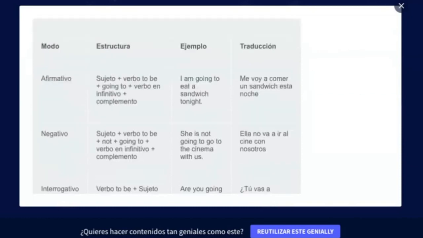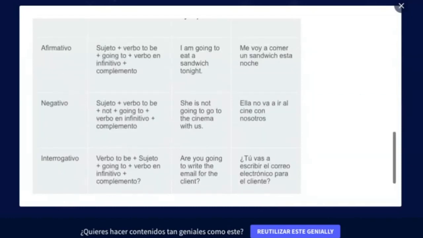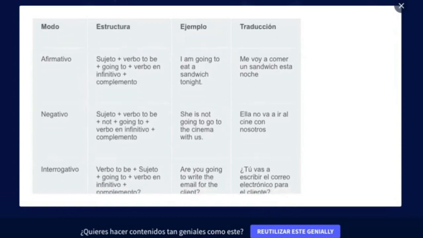Las estructuras con going to pues son tres: afirmativa, negativa, interrogativa. Tanto afirmativa como negativa son casi lo mismo, solamente que la negativa pues cambia porque trae la partícula negativa not, obviamente, y la estructura interrogativa pues esa sí tiene un cambio más drástico. Pero vamos a ver cada una de estas estructuras.